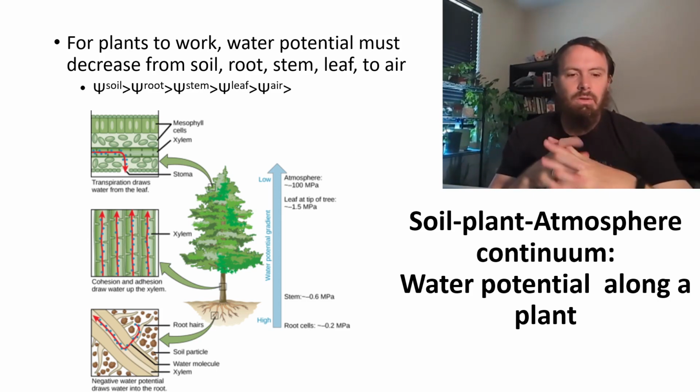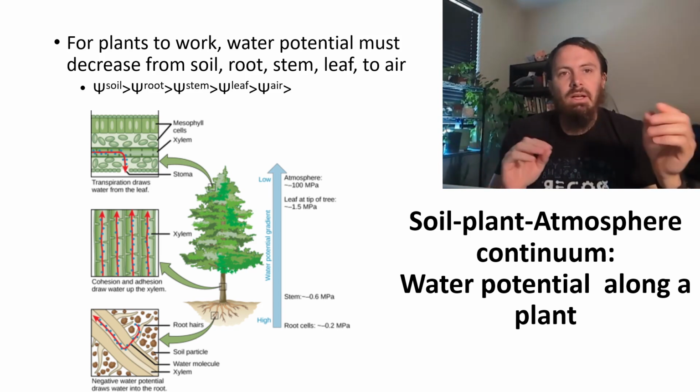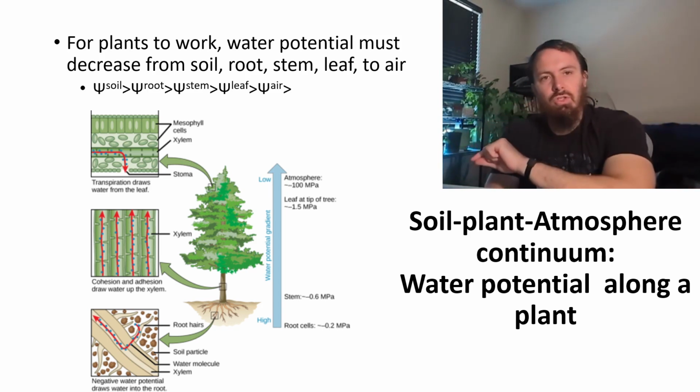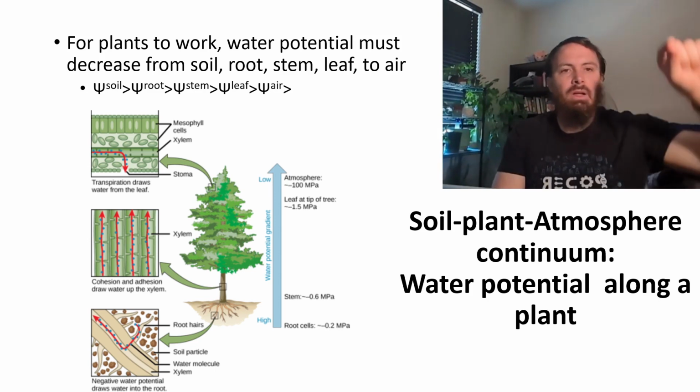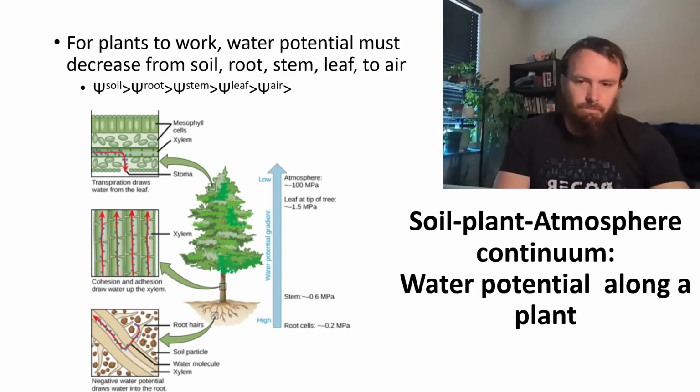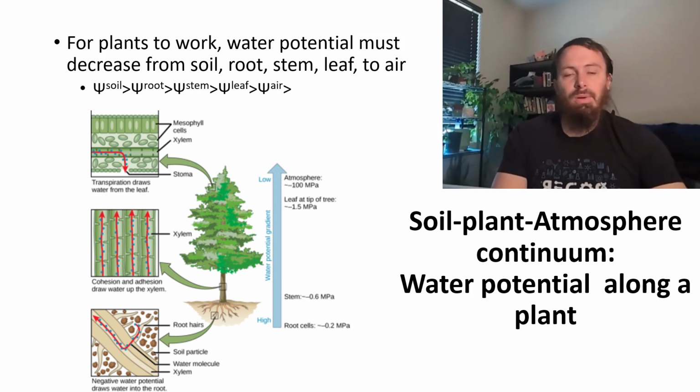Okay, so when we're talking about water potential, the main purpose of all of this is so that we can understand how water goes from the soil to the root, through the xylem, up to the leaf, and transpires out. For plants to function, the water potential must follow a predictable gradient. It must decrease from the soil to the root. So the root must be less than the soil in water potential. The stem must be less than the root. The leaf must be less than the stem. And the air must be less than the leaf. If these break, then the plant will die.